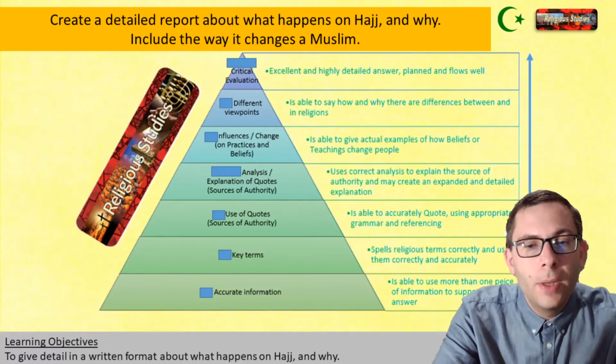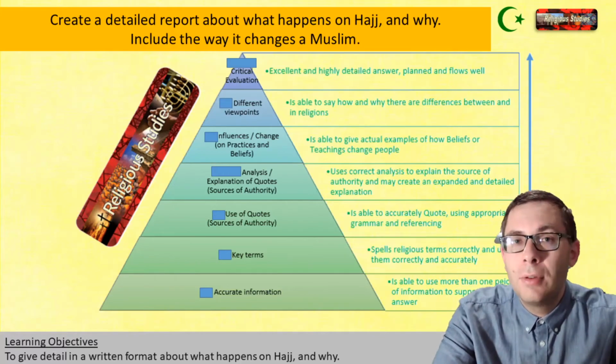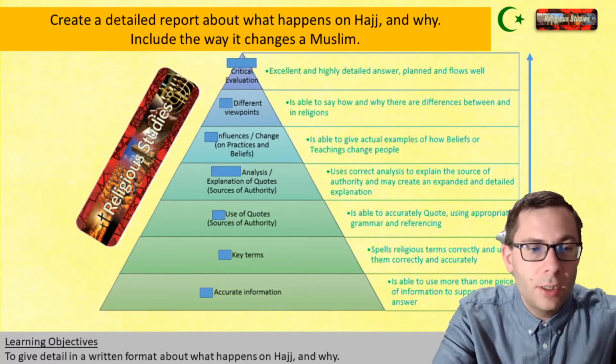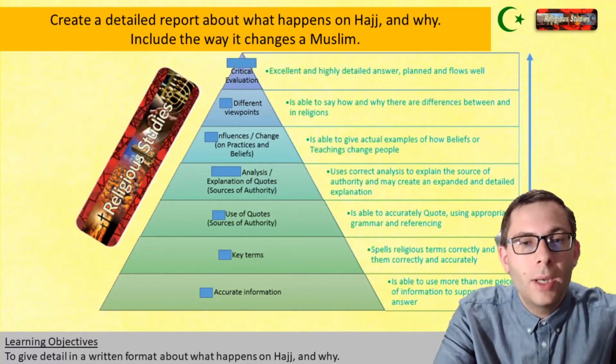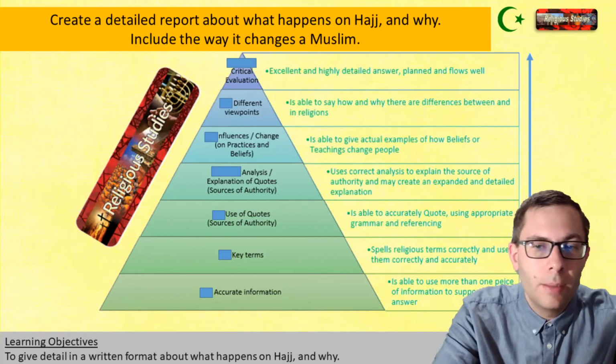So at the bottom of the pyramid is the minimum, it's accurate information. So you're going to write, the question is in the orange at the top there, create a detailed report about what happens on Hajj and why. Include the way it changes a Muslim. Okay, so you're really thinking about what it's like to be a Muslim going on Hajj at this point. So it starts with a little bit of accurate information at the bottom.